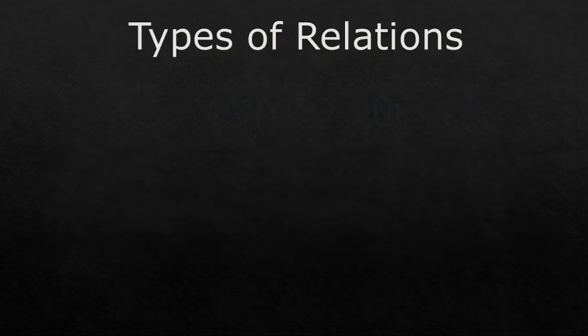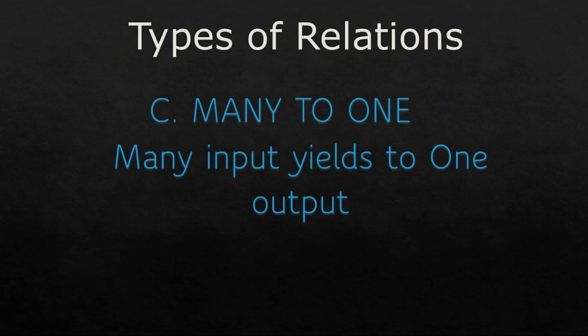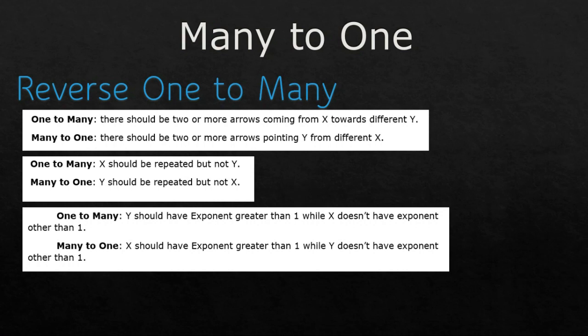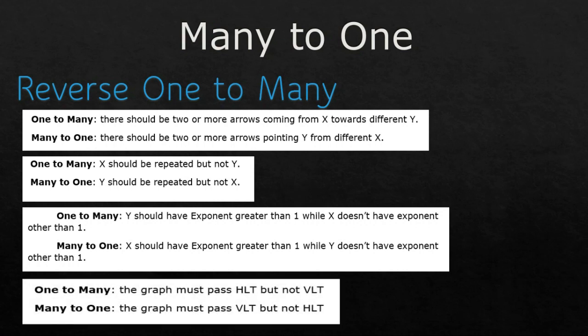The third type of relation is many-to-one. Many inputs could result to one output only. This type is just the reverse of one-to-many relations. So definitely, all properties of many-to-one relations will only be the other way around of one-to-many. So ito ang mga palatandaan ng many-to-one relation. Kung mapapansin ninyo, binaliktad lang lahat ng mayroon ang many-to-one para maging one-to-many, or binaliktad lang ang lahat ng mayroon ang one-to-many para maging many-to-one.